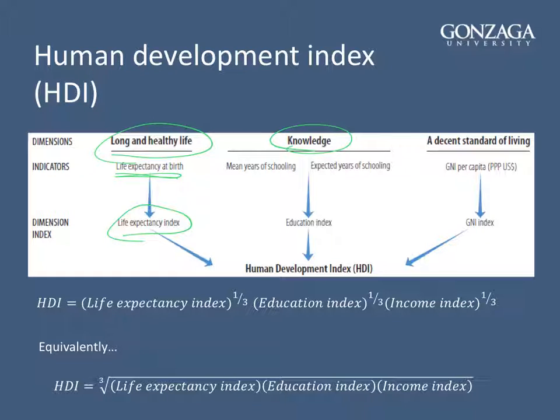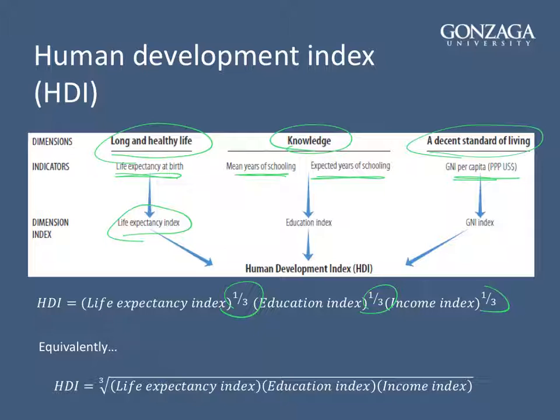They look at education, right? More education typically gives you better lifestyles and a lot of things. They look at both, on average, how many years of schooling do people have and how many years of schooling is expected. And then, of course, income, right? Income affords you a lot of things. So income's also going to play a role in here. And they just weight each of these by a third, a third, right?